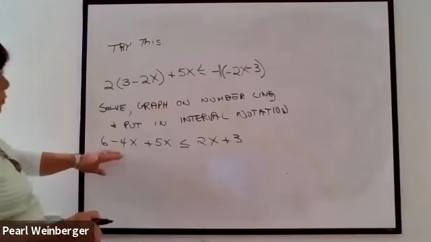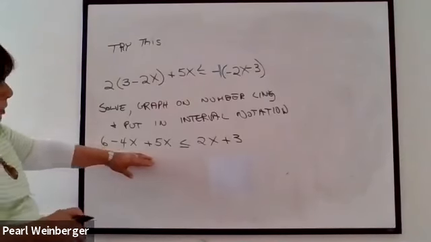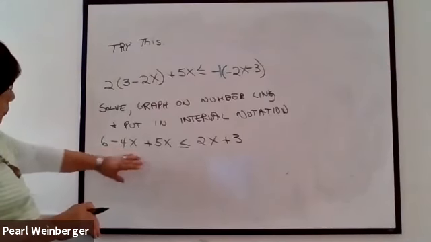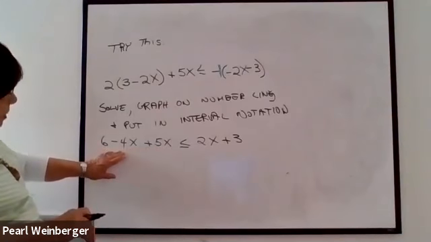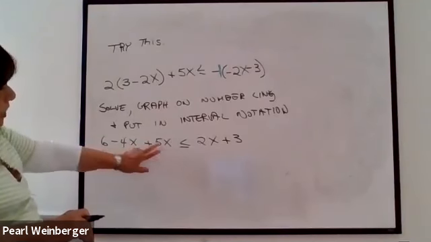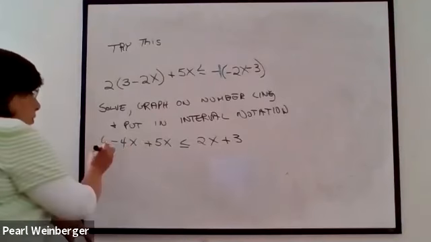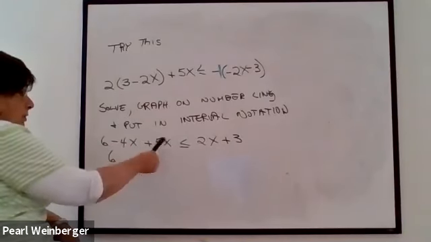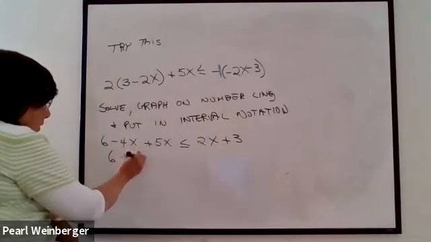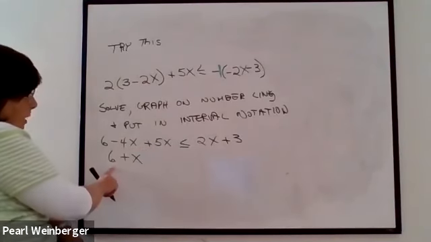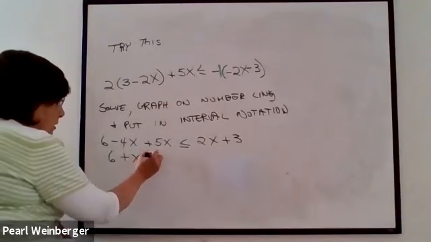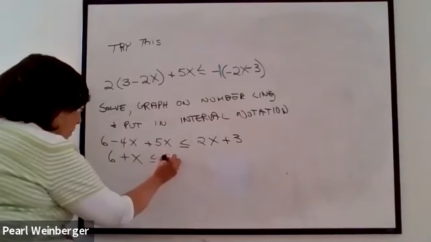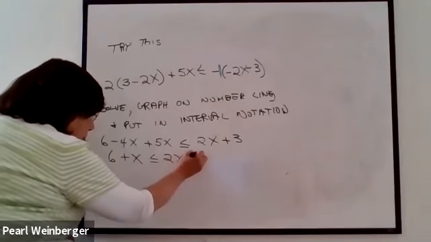The next thing we want to do is see, is there anything that we can combine? And I see over on this left side, I have a negative 4x plus a 5x being like terms. So I'll leave the 6 alone. Combining the negative 4x and the 5x will just give me a 1x or just an x. So now we have 6 plus x less than or equal to 2x plus 3.